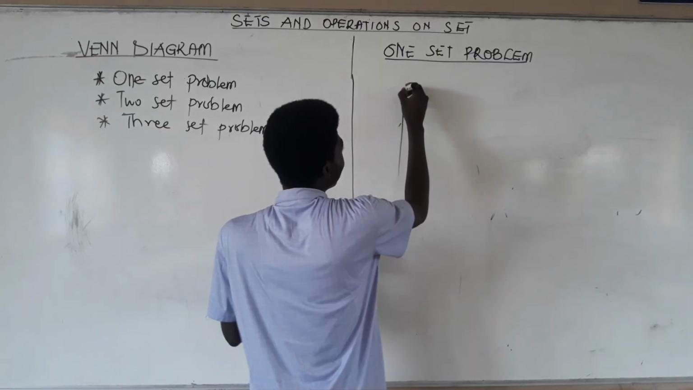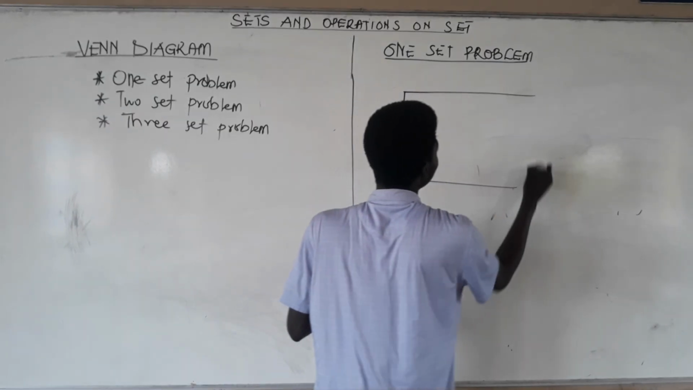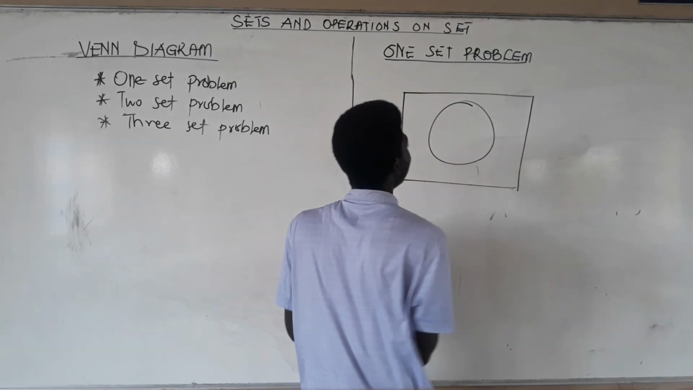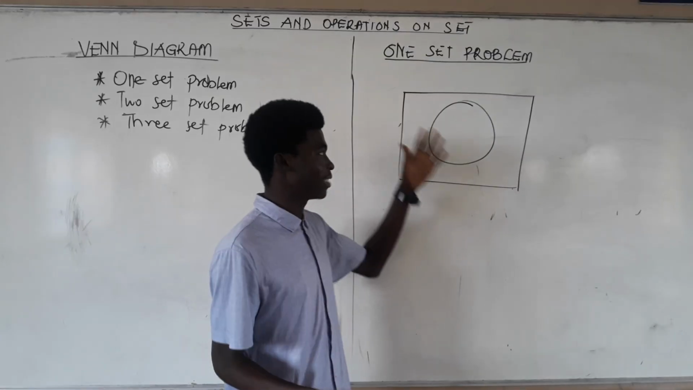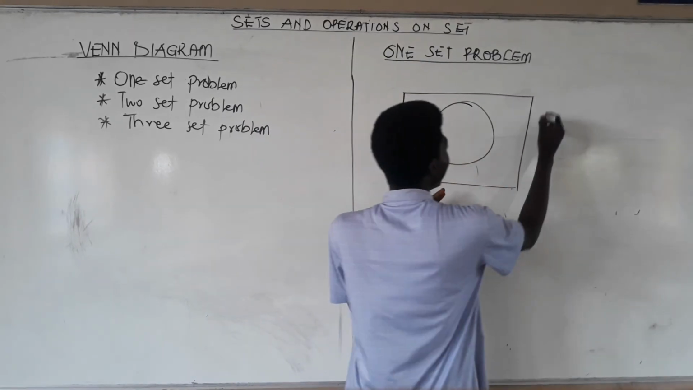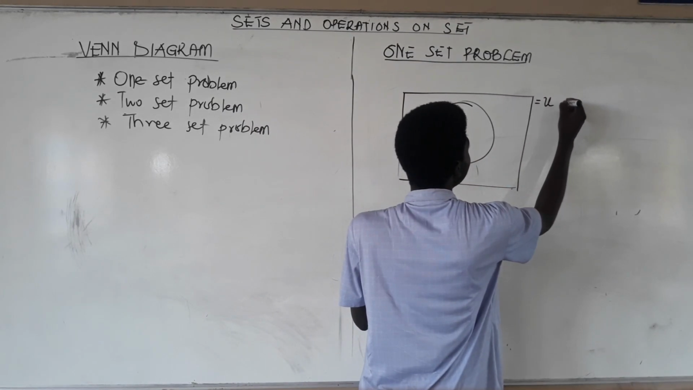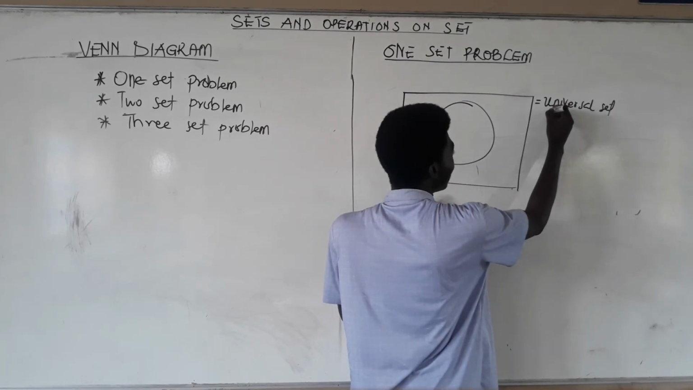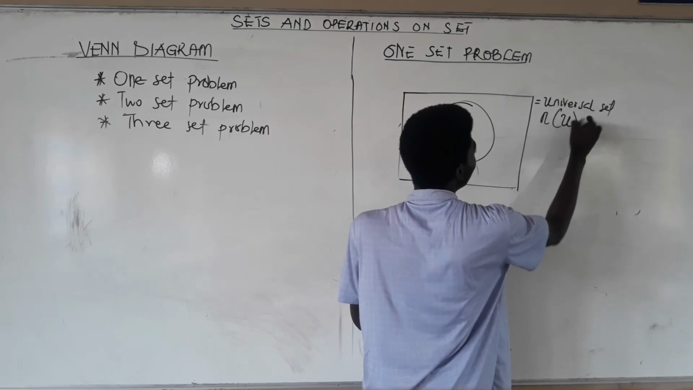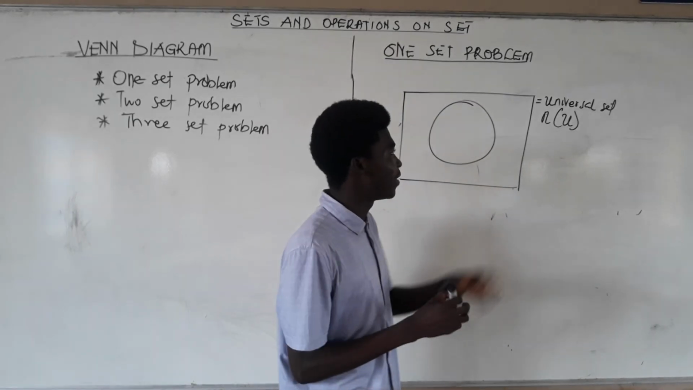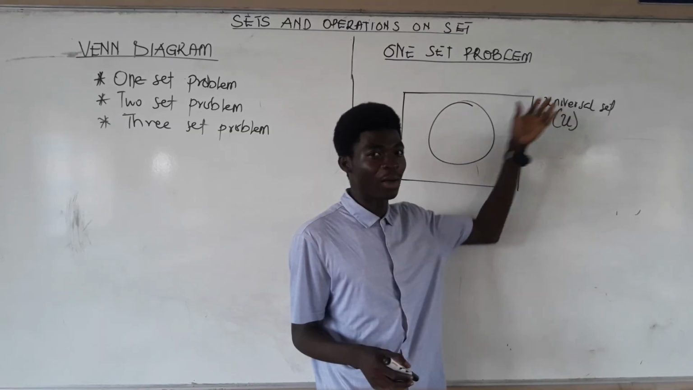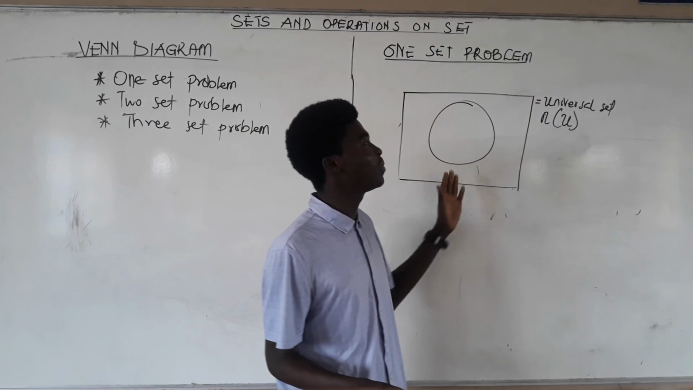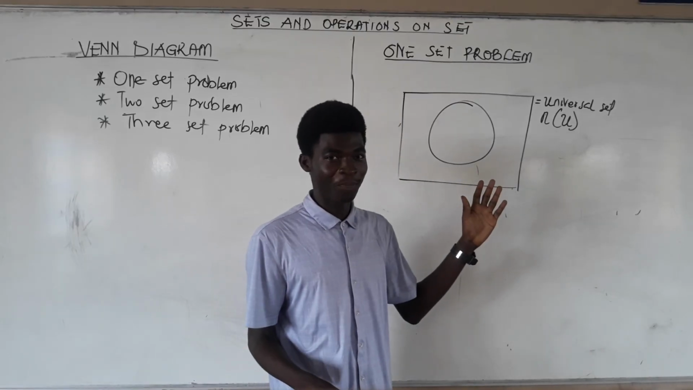This is how our Venn diagram is going to be. We have a nice rectangle here, and this is the set. I'm going to label this diagram. This rectangle here is the universal set, normally denoted by n of U. So the rectangle represents our universal set, and everything within the rectangle should be equal to the universal set.